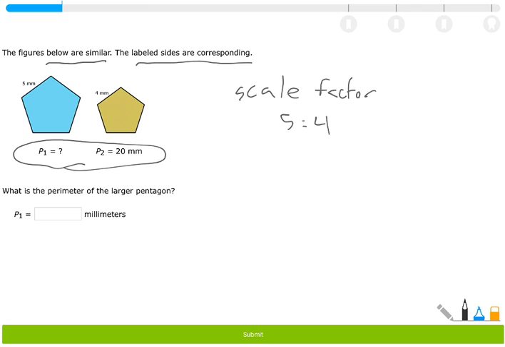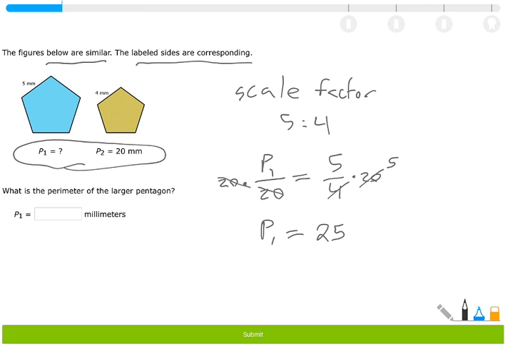So it's actually asking for a perimeter. But we're going to use the same scale factor, and say the ratio of my perimeters, P1 to 20, is the same as the ratio of the sides, 5 to 4. Then to solve this, we just multiply by 20 on both sides. The P is now by itself, so P1 equals 4 and 20 cancel, leaving a 5. 5 times 5 is 25.